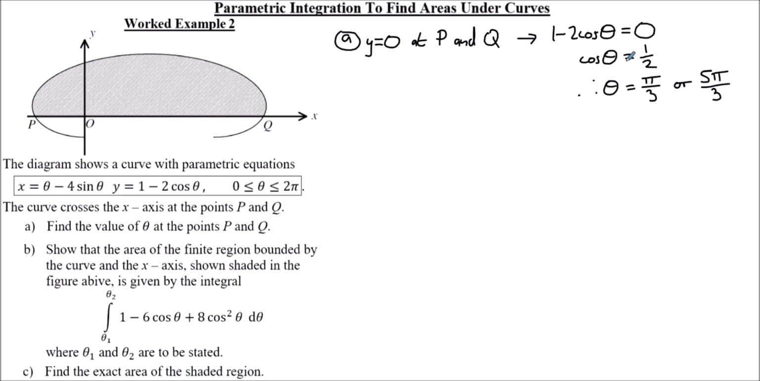But with two values where cos theta is equal to a half, between 0 and 2 pi, is pi over 3 and 5 pi over 3. And so which one of these thetas relates to P and Q? This is what we need to check now, each one.